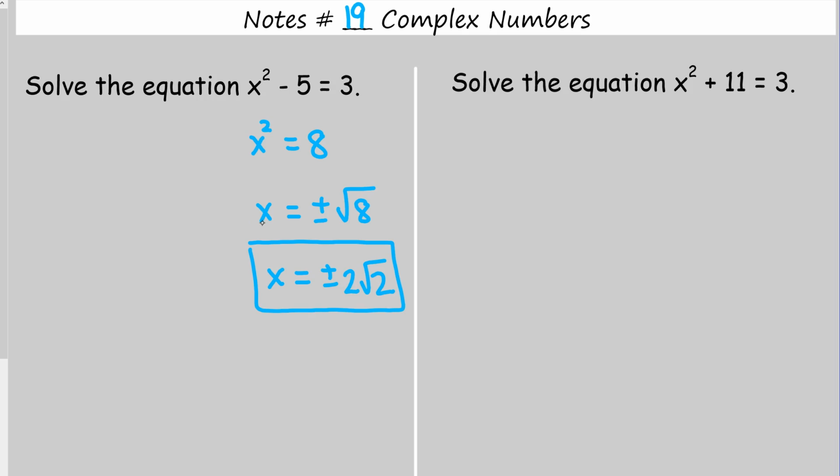Now we have a similar looking one. So let's solve the equation x squared plus 11 equals 3. So we'll start by subtracting 11 from both sides and then square root both sides. So we have x equals plus or minus the square root of negative 8. So at this point, it's possible that from your previous experience you would just stop because the square root of negative 8 is not a real number. You can't take the square root of a negative, is what you've been taught.